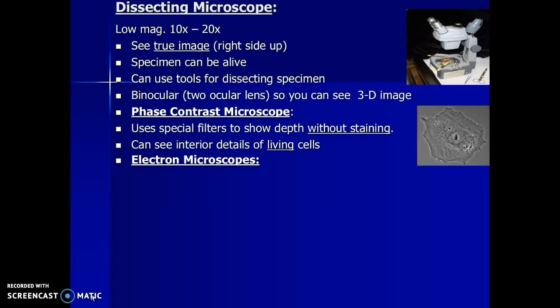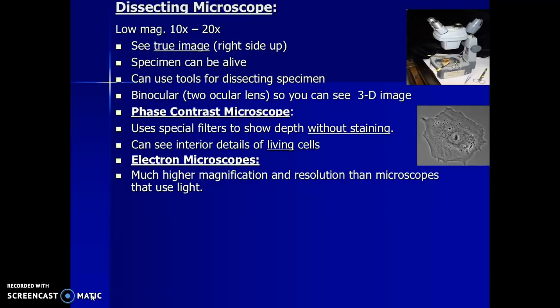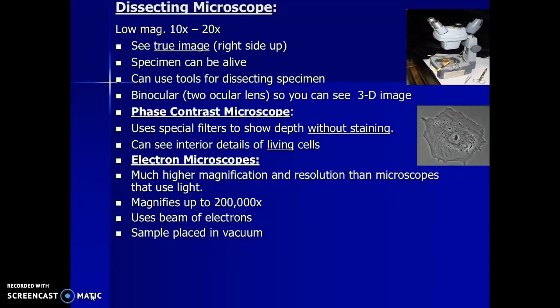Electron microscopes magnify images up to 200,000 times, and they use a beam of electrons. The sample is placed in a vacuum, and living specimens cannot be viewed. It allows scientists to view the organelles of the cell. So you can imagine how much depth can be seen using electron microscopes.